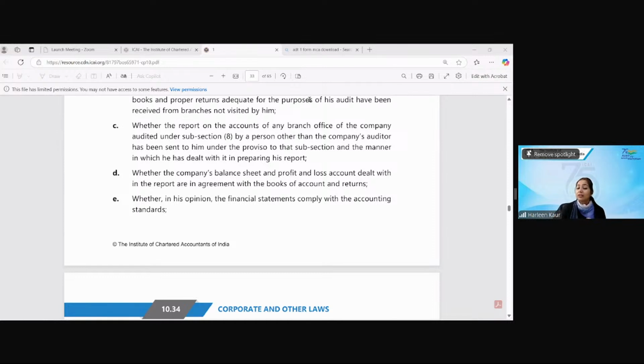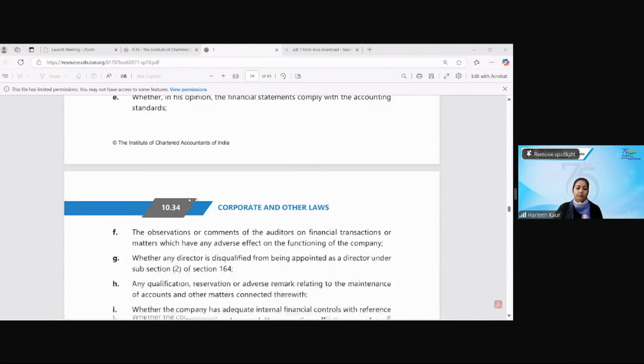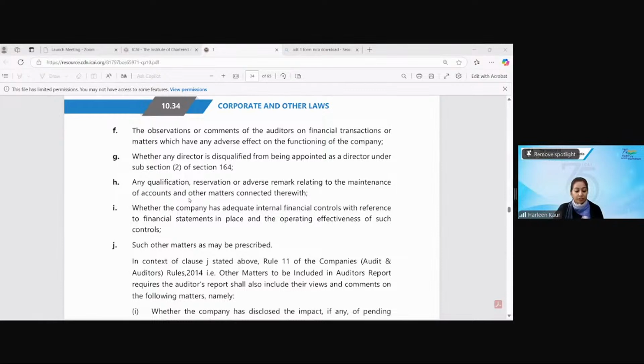What are the accounting standards? Accounting standards are the principles laid down about how the booking of entries with respect to such kinds of accounts has to be done. So whether you have followed the proper accounting standard or not, that also has to be reported by the auditor in his audit report. Clear? First 5 points are clear, children.